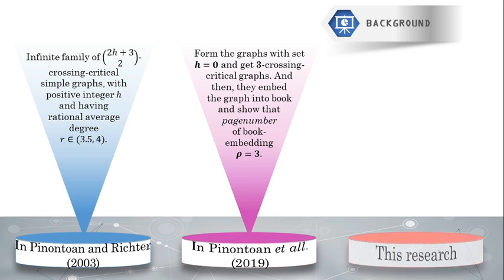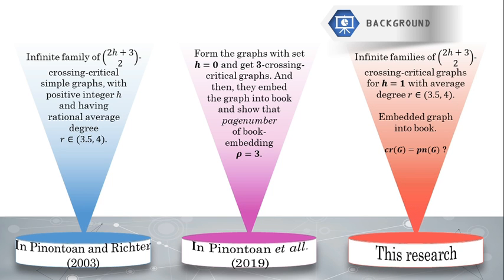In this research, continuing the previous research, a graph of infinite family to h plus reduced to crossing critical graph with average degree R between 3.5 and 4 will also be formed for h equals 1. And the graph will be embedded into a book. And then we will see whether the number of pages in the book embedding is the same as the number of crossings on the graph or not.